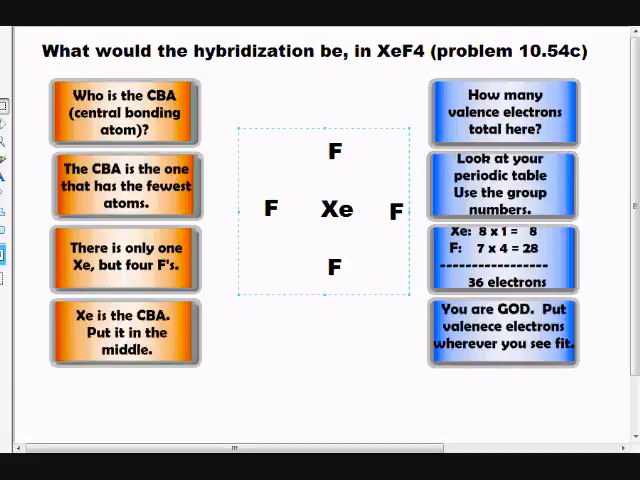Now you are God. Put the valence electrons where you think they should go, and remember, a bond is 2 valence electrons, 1 from one atom and the other from the other atom. Lone pairs are dots. Usually, in this class, they're pairs of dots, and you can guess at how many dots or how many bonds you should draw by the rule.